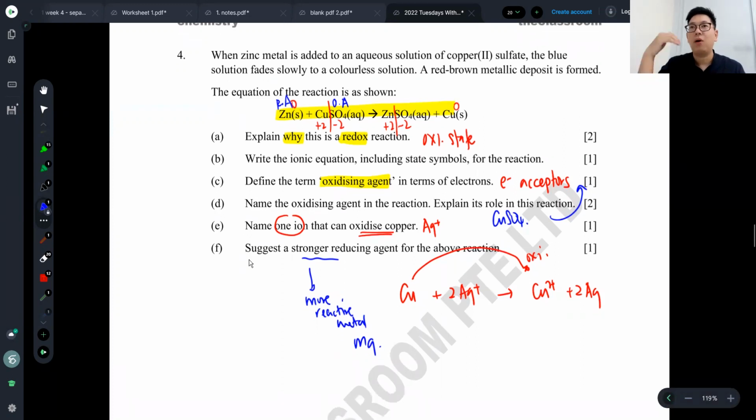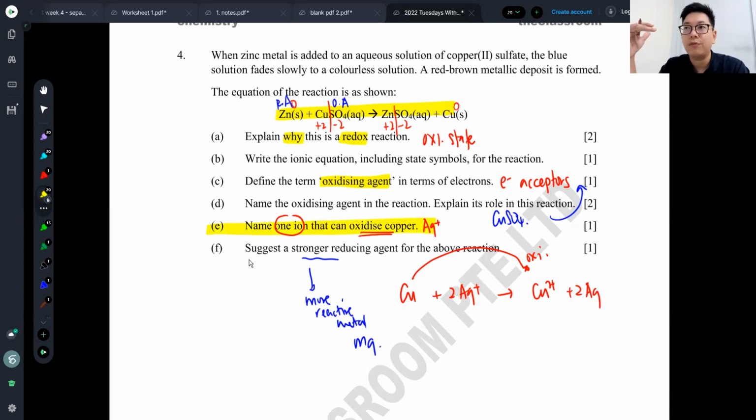Name an ion that can oxidize copper. So which ion can accept electrons from copper? Basically, which ion can react with copper? You need to understand that copper is an unreactive metal. Only metals less reactive than copper can react. Here, once again, for part E, which ion can oxidize copper? We know from the chapter on metals that copper is unreactive. What can copper react with? Not much. Copper can most react with silver nitrate.